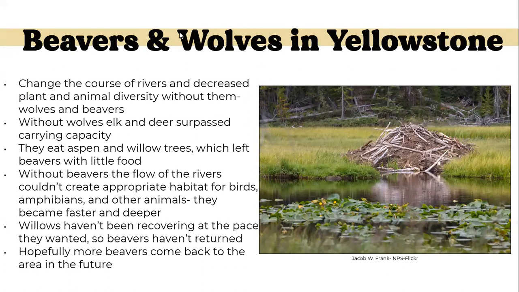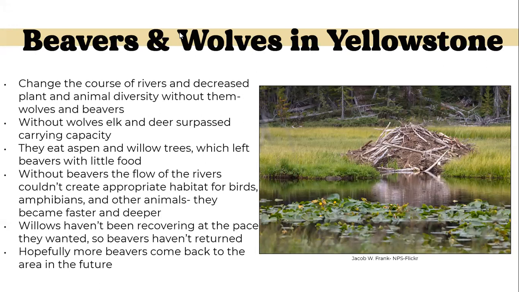Wolves were the ones taking care of the predation of those animals, so they didn't build up their carrying capacity, or basically too many deer and elk for a certain area. Wolves were keeping that in check. Beavers would eat the aspen and the willow trees. And the more elk and deer there are, the more they're eating those aspen and willow trees, which makes beavers not have enough food.